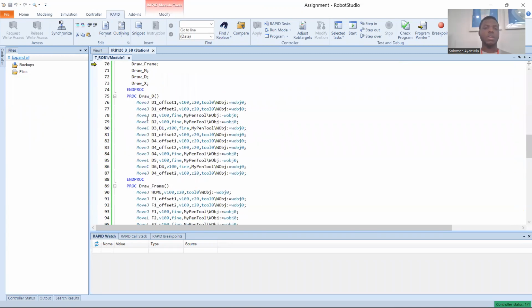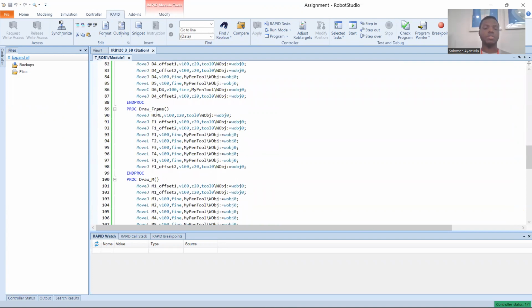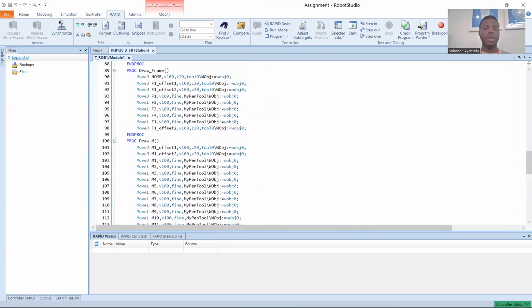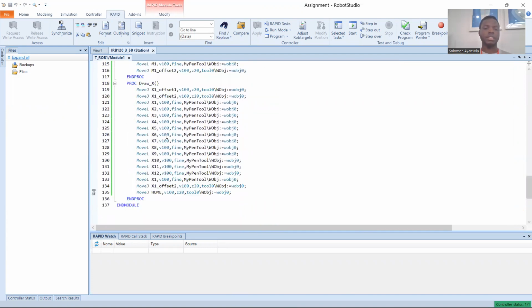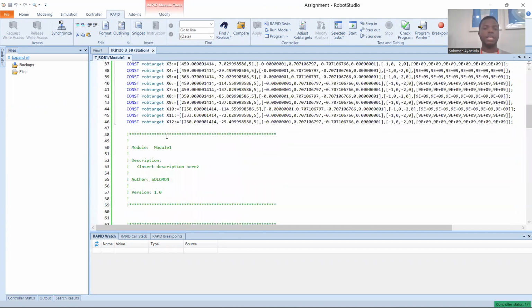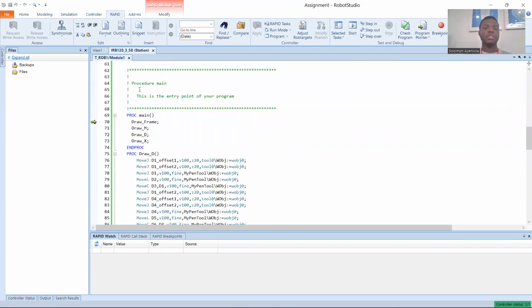And then we have the paths. I have path draw frame, path draw D, path draw M, path draw X. And then we have my main procedure that calls each function, which are the paths, so that they could be drawn as a whole procedure.